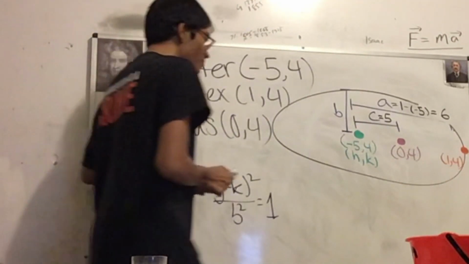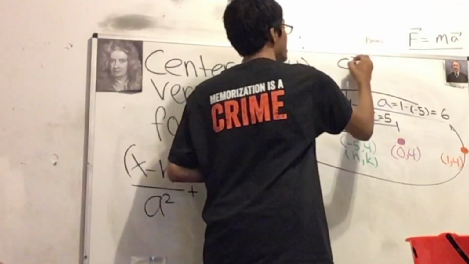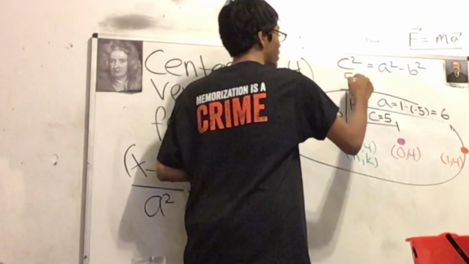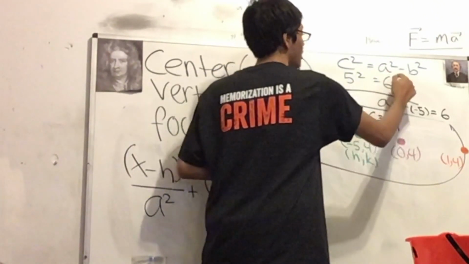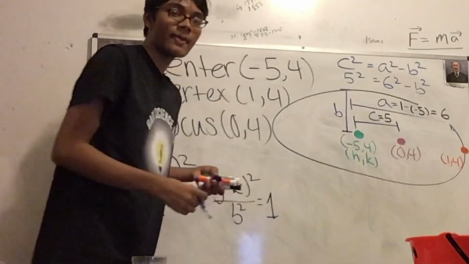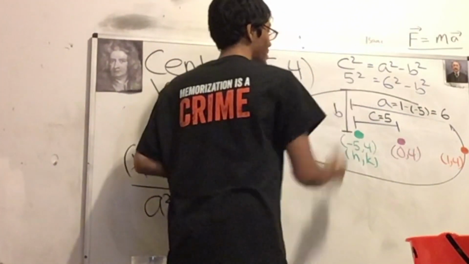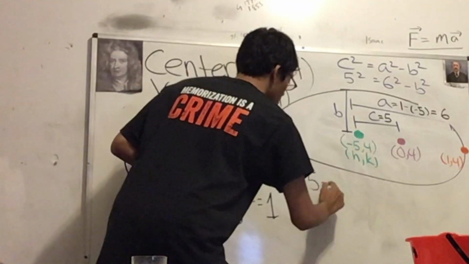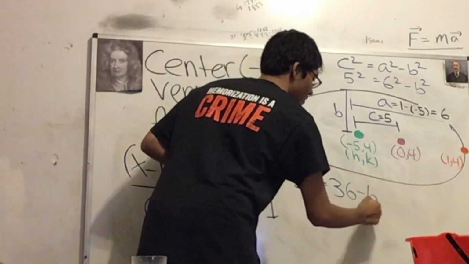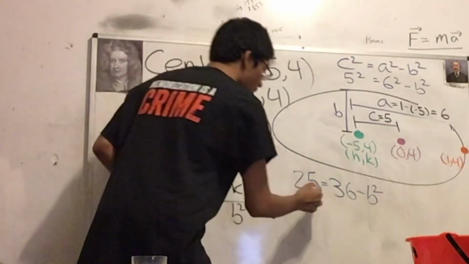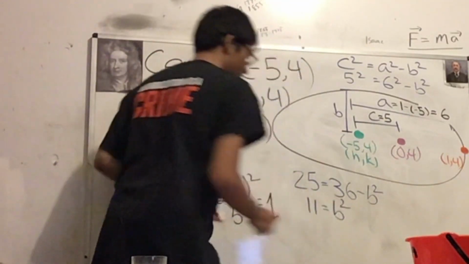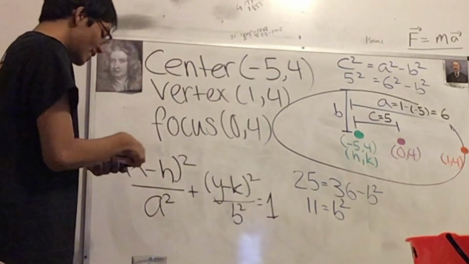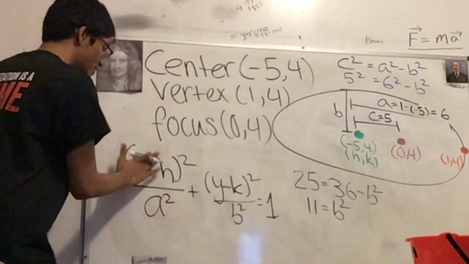How, you might ask? Well, recall the relation that c squared is a squared minus b squared for an ellipse. So my c squared is 5 squared. My a squared is 6 squared. And now I just have to find my b squared. So, let's go ahead and check this out. If you go ahead and do the math, 5 squared is 25. 6 squared is 36, minus b squared. And with simple algebra, you find that 11 is equal to b squared. So now we have all the pieces of information we need. Now we just need to plug it in. What's my h value? It's -5.